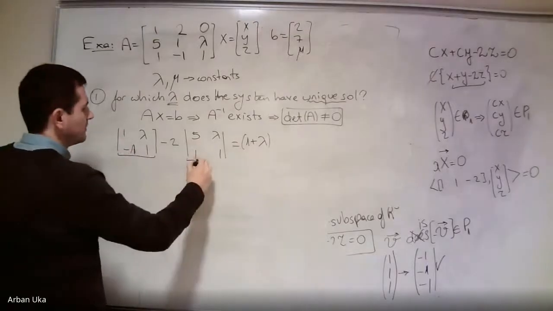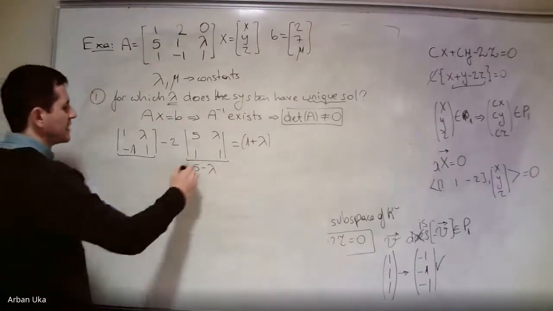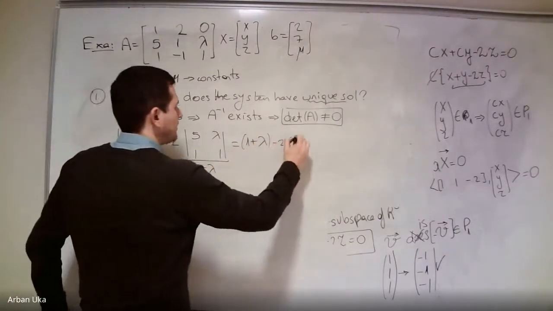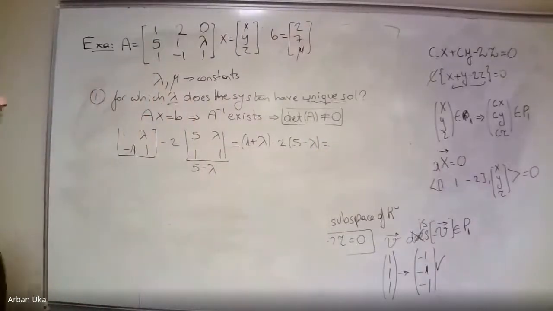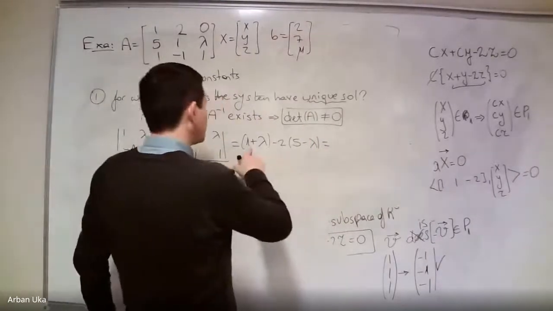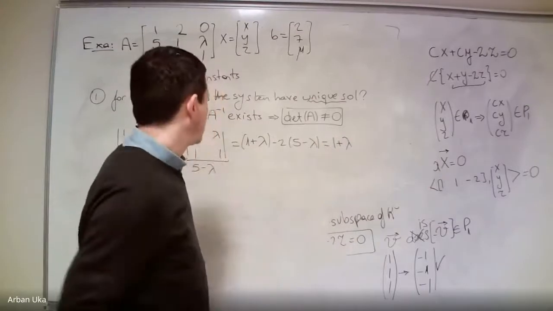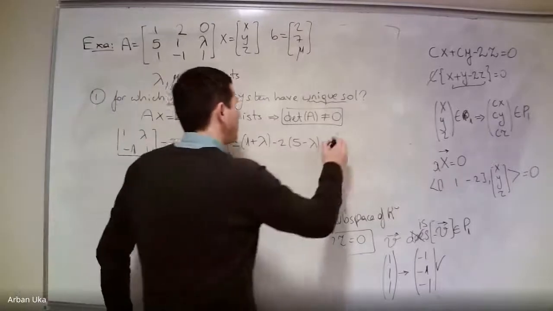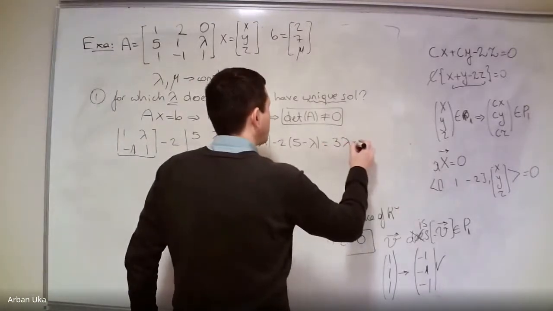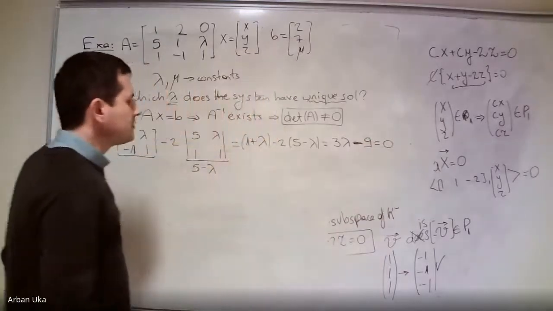What about here? This is 5 minus lambda, right? Times minus 2. Yes. And then what is this equal to? This is 3 lambda minus 9. We can write it right away. Let's set this equal to 0.